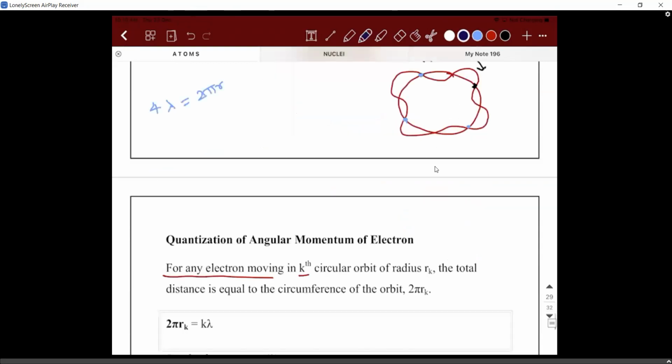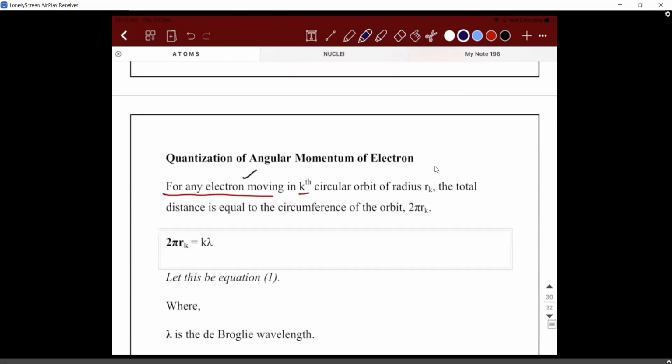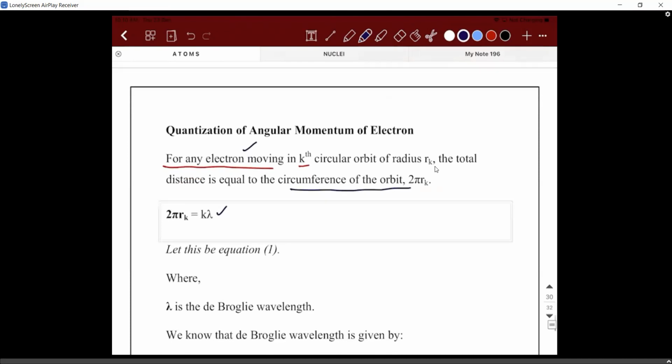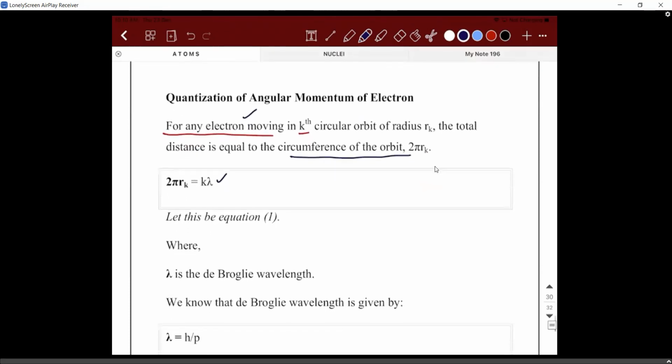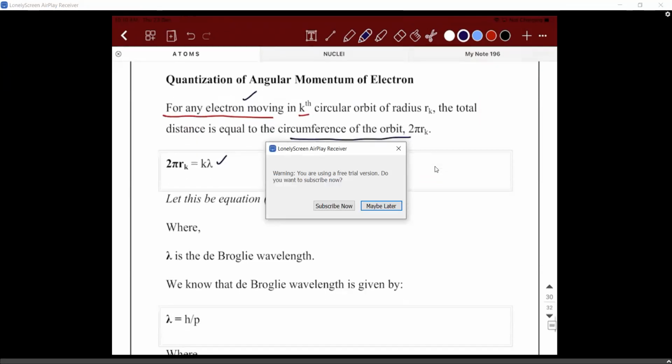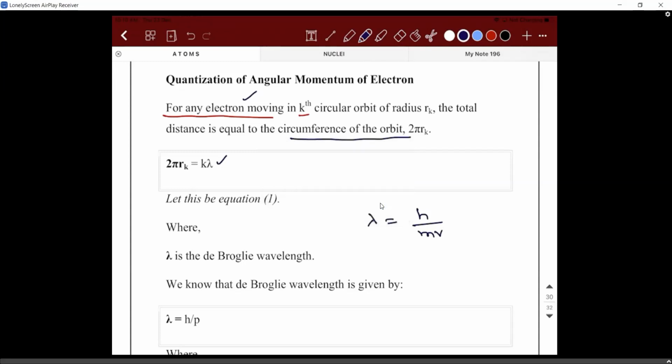Listen to this carefully. For any electron moving in the nth orbit of radius rn, the total distance is equal to the circumference of the orbit, that is 2 pi rn. So 2 pi rn should be equal to n lambda. Let this be equation number 1. Similarly, there is the de Broglie wavelength, where lambda is given as h divided by mv. From this, Heisenberg's uncertainty principle and all those things came into the picture. So lambda is equal to h by mv, where mv is also called the linear momentum, right?